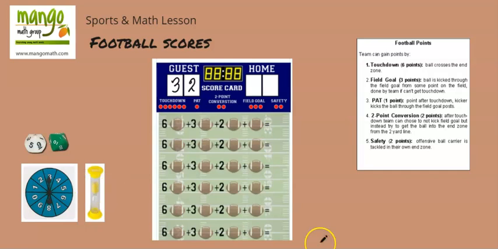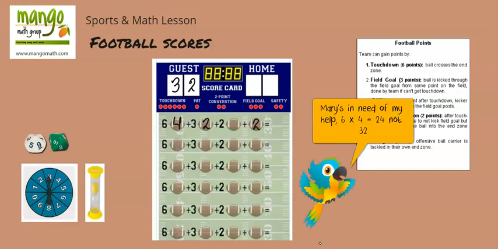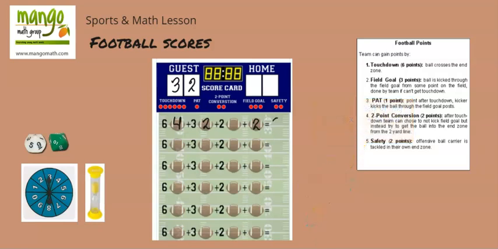as possible. So one way they could get the score of 32 is by scoring 4 touchdowns. So that's 4 times 6, because remember, the touchdowns were 6 points. They could also get it by kicking 2 field goals, and then also doing a PAT or a point after touchdown. And let's say they did 2 of those. You'll add that all up. That's 6 times 4 is 24, plus 3 times 2 is 6, plus that 2 gets you to 32.